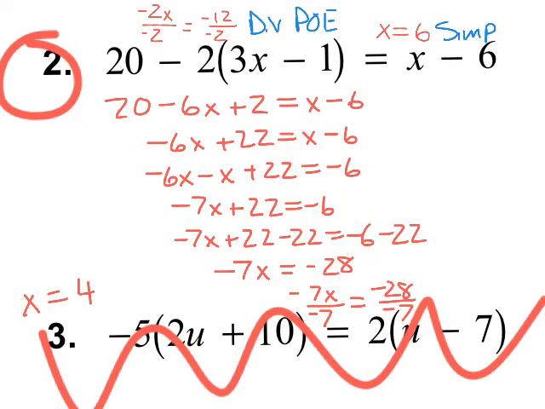So first step is, oops, wrong button. First step is I have to distribute, and then I have to simplify. I'm combining like terms. From there, I need to take the x's to the left-hand side, so I do a subtraction. Oh, wait, I messed something up, didn't I?